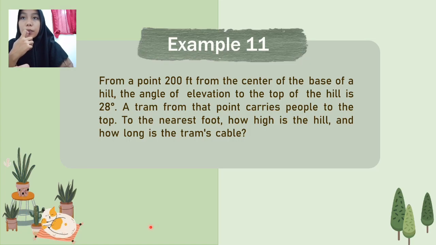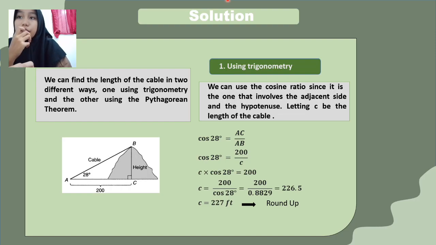Next question from example 11. From a point 200 feet from the center of the base of the hill, the angle of elevation to the top of the hill is 28 degrees. A tram from the point carries people to the top. To the nearest foot, how high is the hill and how long is the tram cable? The solution: we can find the length of the cable in two different ways, one using trigonometry and the other using the Pythagorean theorem.